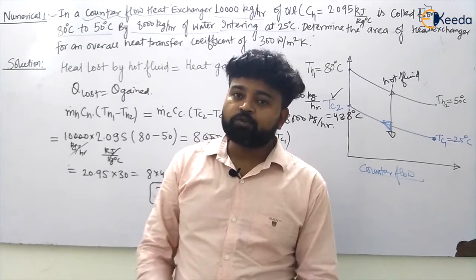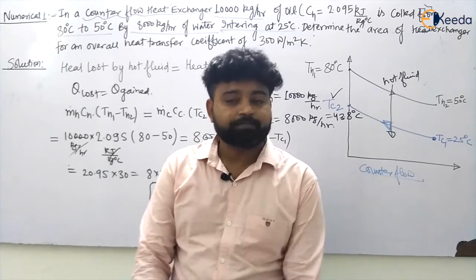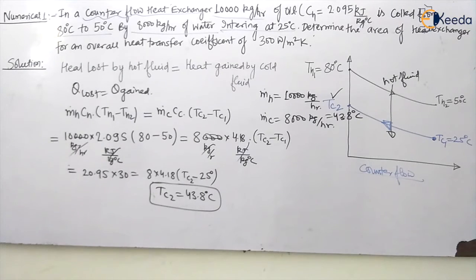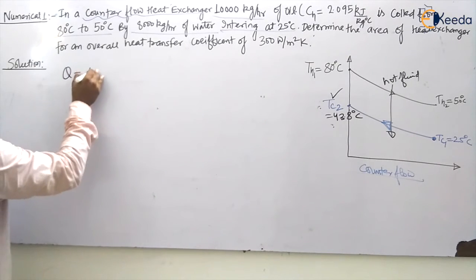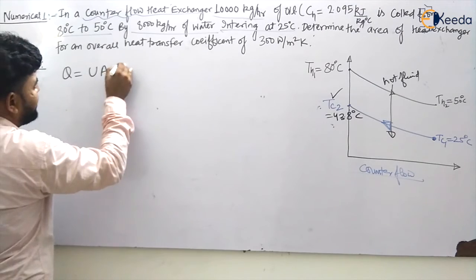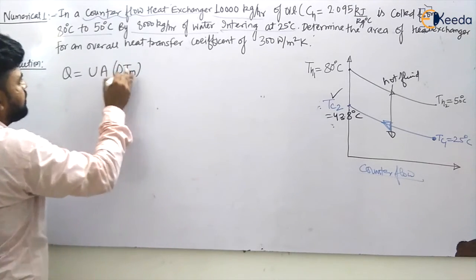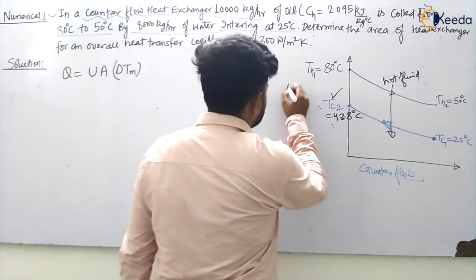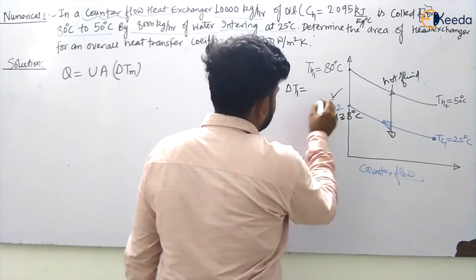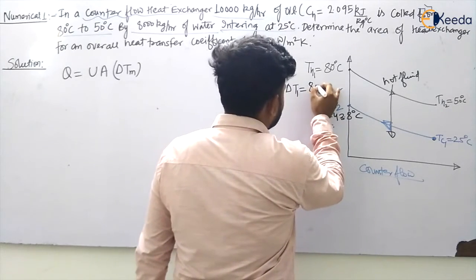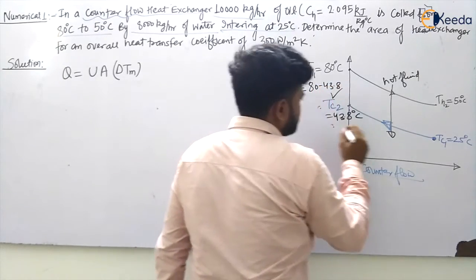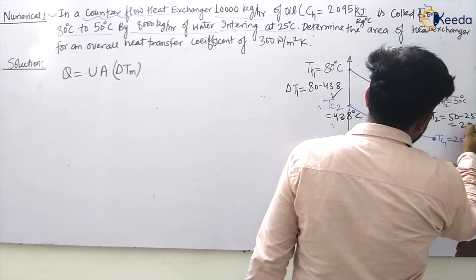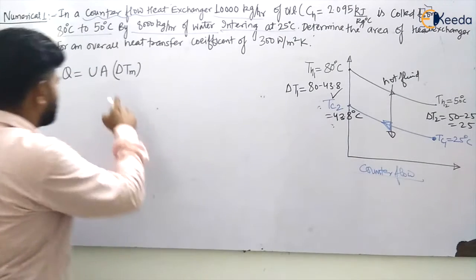Now we know the Tc2. So when we know the Tc2, can we calculate the overall heat transfer for this? Yes, we can calculate the overall heat transfer. So how we can get the overall heat transfer, my dear students? Let us see. UA delta Tm. So we know the temperatures at all the places. So we can calculate delta T1. This will be 80 minus 43.8 degrees Celsius, my dear students. We can calculate delta T2. That will be 50 minus 25, my dear students. So this will be 25. Let us put the values here.